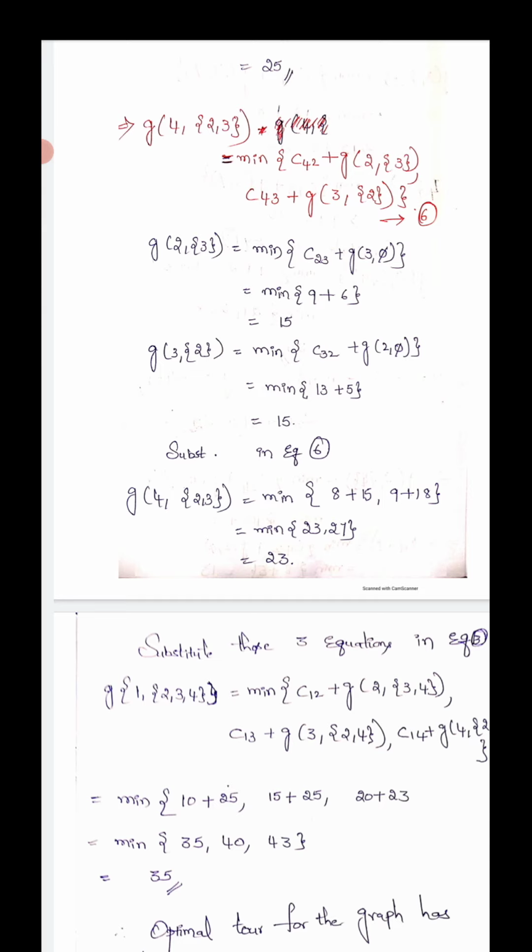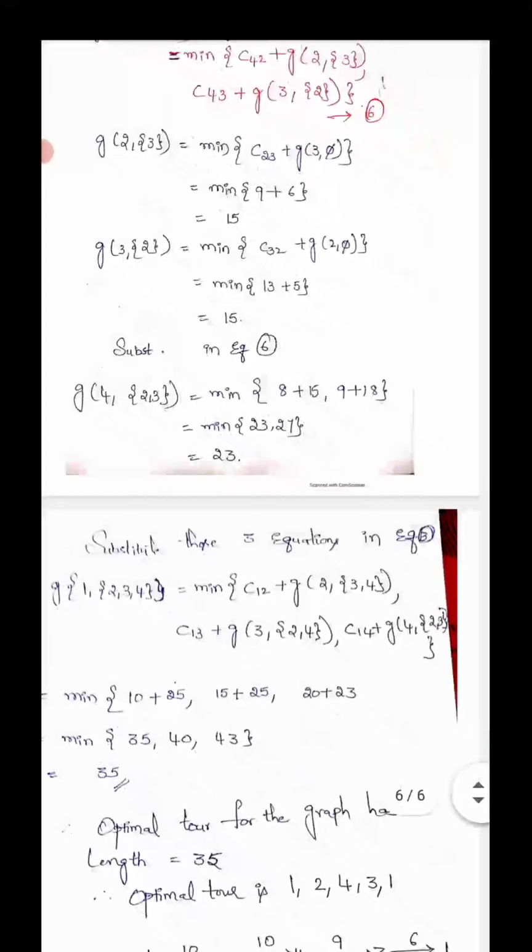If we have to add 13 plus 5, how much? 18. Okay, it has to be written as 18. Now minimum of, we add 8 plus 15, 23, and 9 plus 18, 27. Which one is the minimum value? 23 is the minimum value. Okay, we need to substitute those three equations in equation number 3.